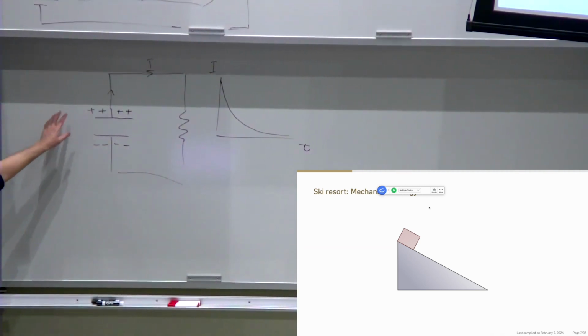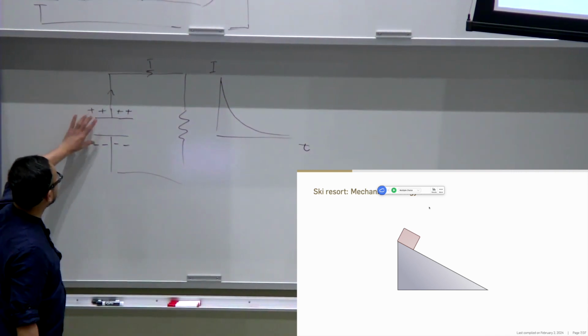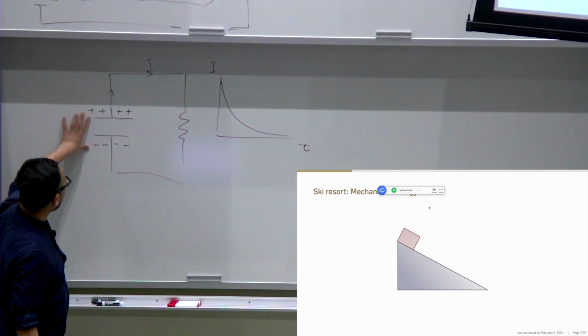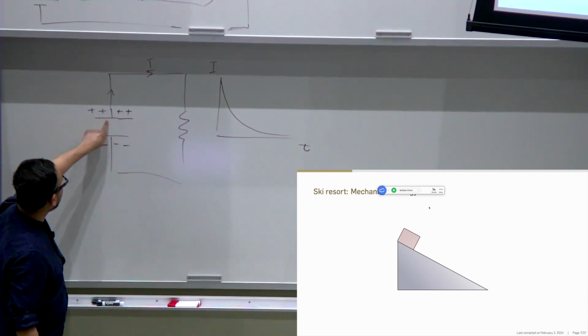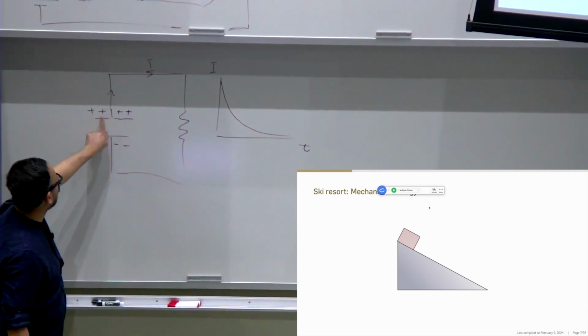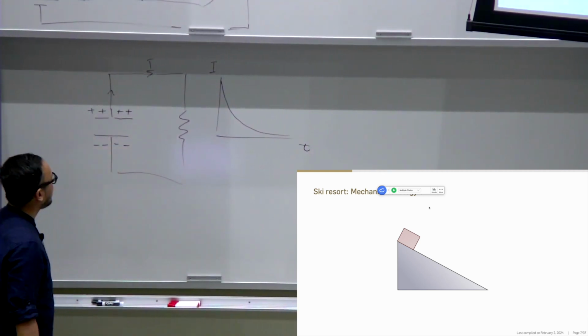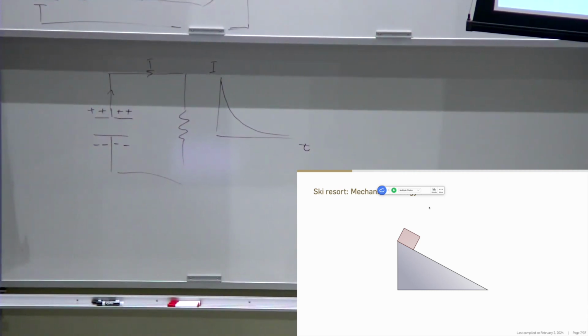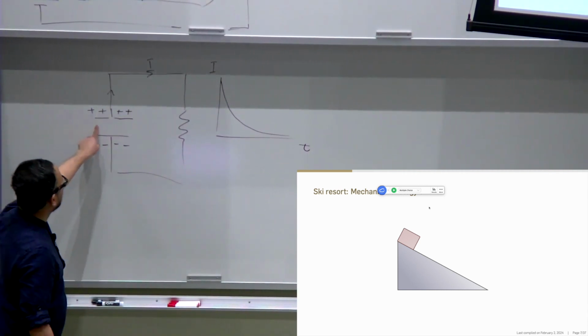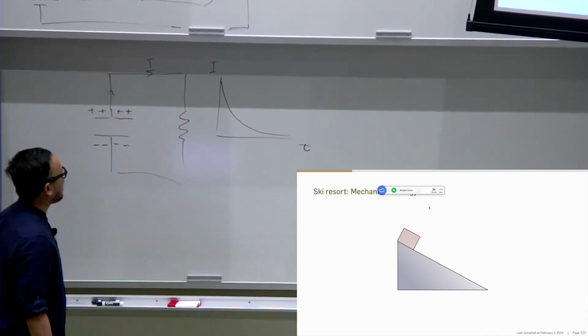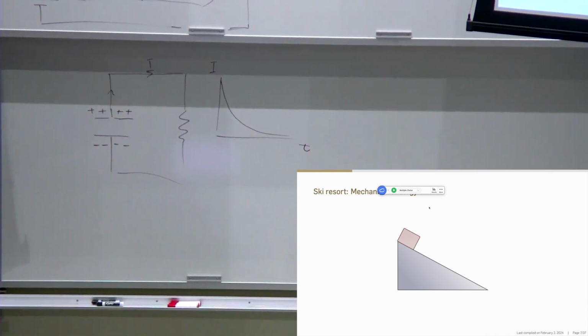This is because the movement of the charges is driven by the number of charges here. So as we decrease the number of charges here, the flow of charges will be slower. So this is one application of capacitors: to flow charge and also to keep charges.